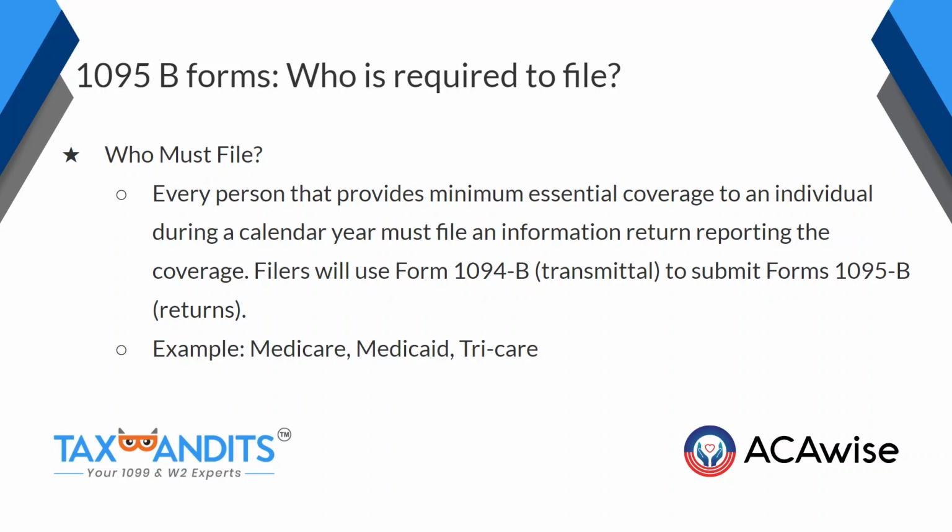So if you provide minimum essential coverage to an individual, then you would need to file a 1095B form. An example of this would be anyone who had Medicare, Medicaid, TRICARE, any of these. If you fall under these umbrellas, you would have to file a 1095B form.